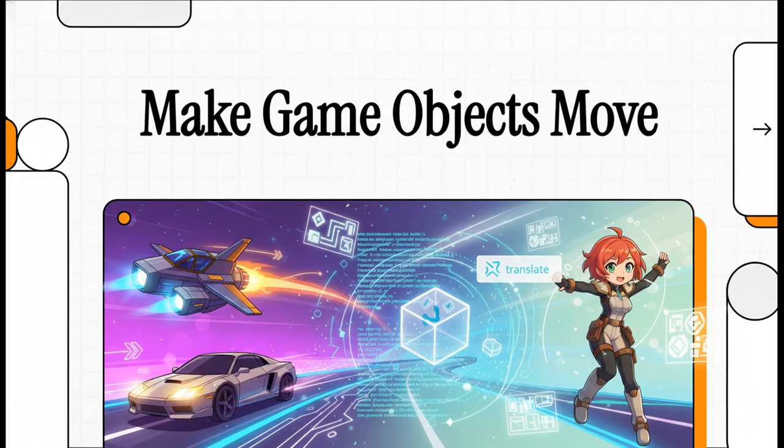We're going to zero in on a super powerful but really easy to use tool called Transform.Translate. By the end of this, you'll have your game objects cruising around like a pro. All right, let's get into it.